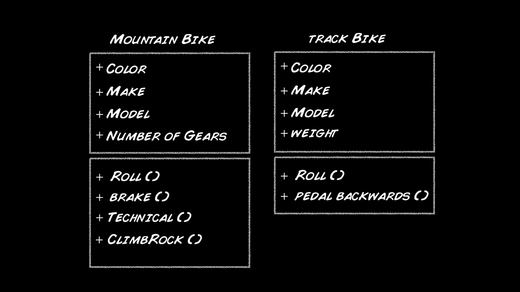Now, with that said, there are some things in common, right? So the mountain bike and the track bike have some things in common, but they also have some things that are not in common. So what you do when you start considering inheritance is you take those things that are in common and then you move them out into a different class.